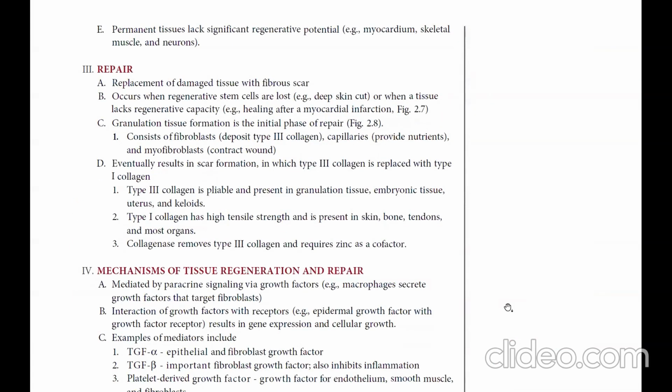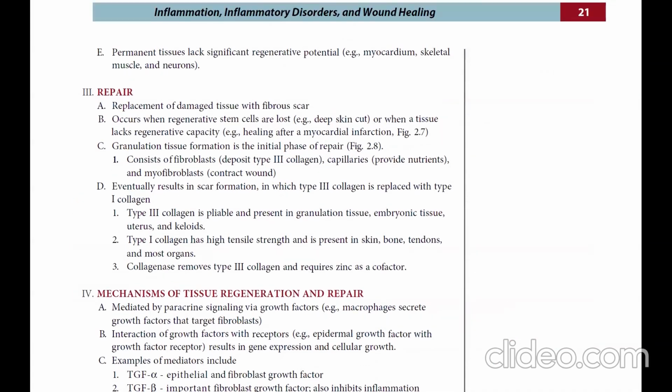Example. Permanent tissue lacks significant regenerative potential. Examples are the myocardium, skeletal muscle, and neurons. Repair, replacement of damaged tissue with fibrous scar, occurs when regenerative stem cells are lost, for example a deep skin cut, or when a tissue lacks regenerative capacity, such as healing after a myocardial infarction.